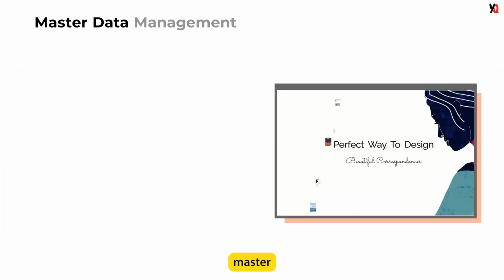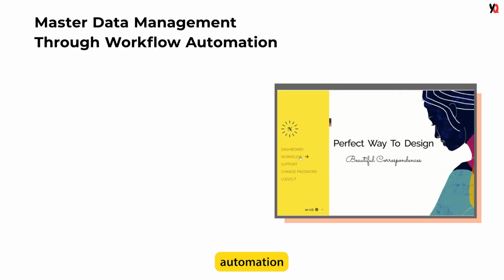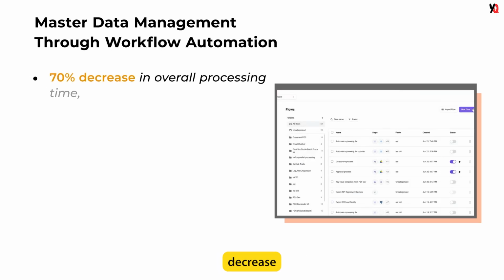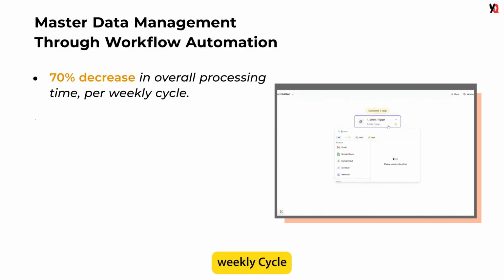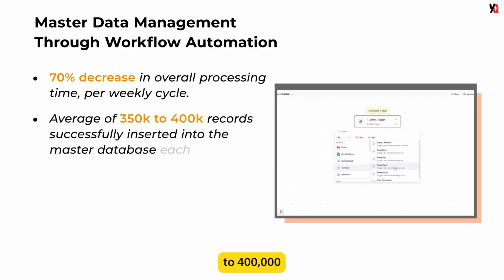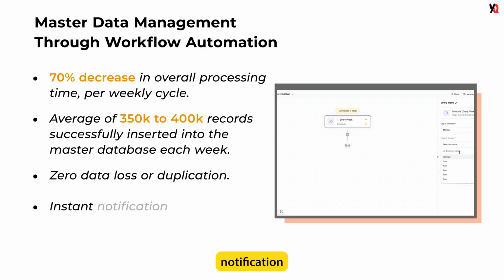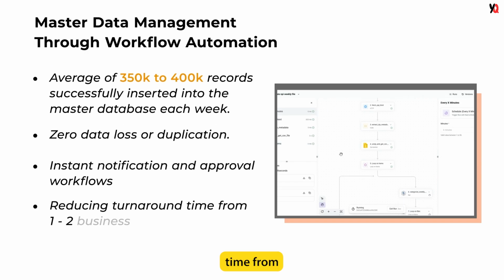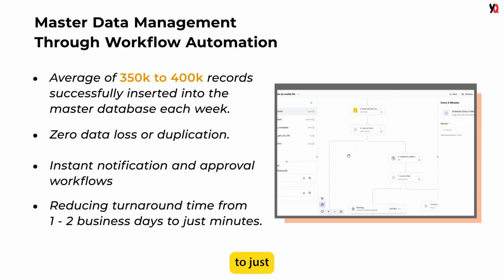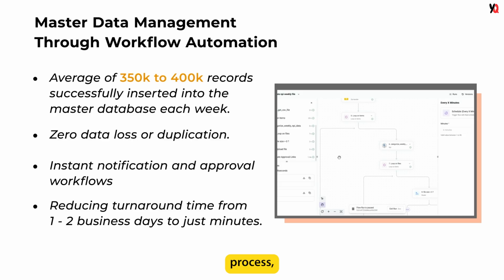With this end-to-end master data management through workflow automation, the team has achieved a 70% decrease in overall processing time per weekly cycle, an average of 350,000 to 400,000 records successfully inserted into the master database each week, 0 data loss or duplication, and instant notification and approval workflows, reducing turnaround time from 1 to 2 business days to just minutes. Through workflow automation, what once required multiple resources and constant monitoring is now an auditable, efficient, and scalable process, freeing up valuable time to focus on higher value work.